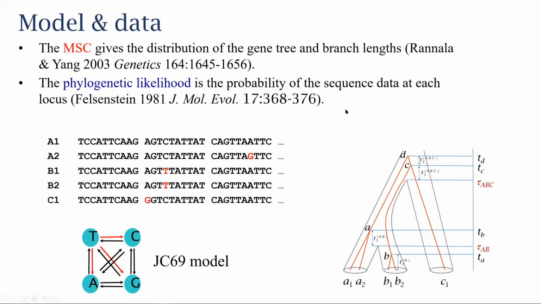So here, just to elaborate a bit more on that, there are 2 components. The MSC density of the gene tree and branch lengths, that's straightforward to calculate. The phylogenetic likelihood is also straightforward to calculate. You normally use some reduced Jukes-Cantor model or HKY if you like. That basically relates the tree to the sequence alignment. And then, yeah, everything is straightforward except that it's expensive.